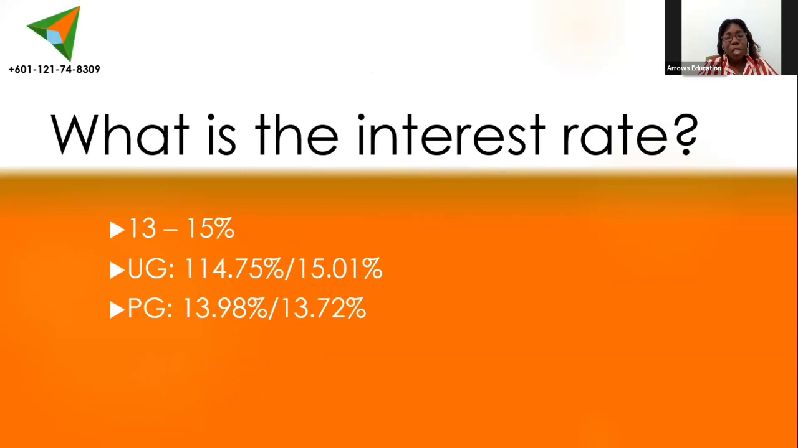That's an error there. That's 14.75% or 15.01% if you are an undergraduate student. For postgraduate students, it's either 13.98% or 13.72%. Why this difference? There is a discount that you can access. If you're an undergraduate student, instead of 15.01%, if you qualify for the discount, you will get 14.75%. And if you are a postgraduate student, the normal would have been 13.98, but it's going to be 13.72 if you qualify for the discount.